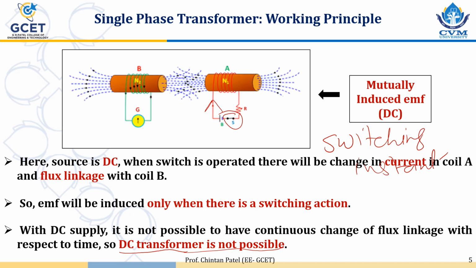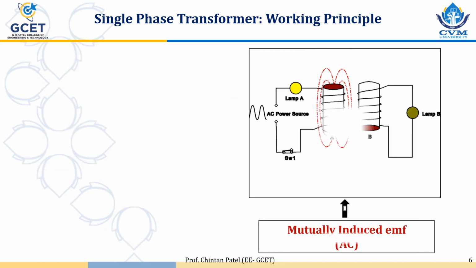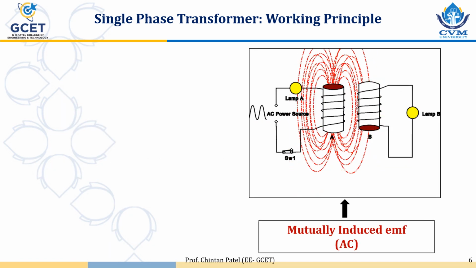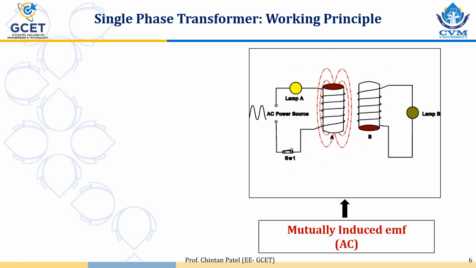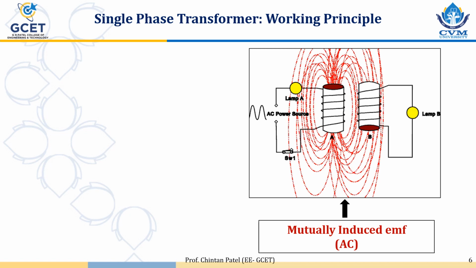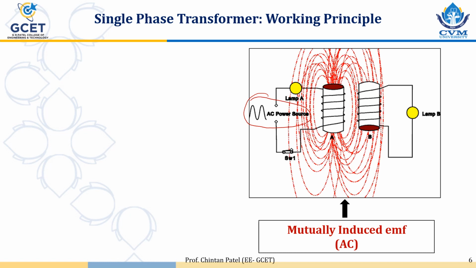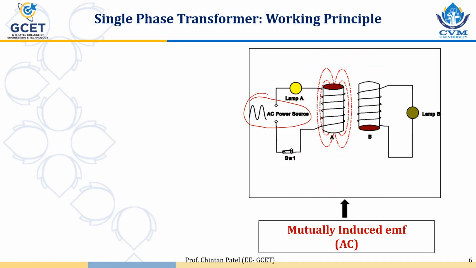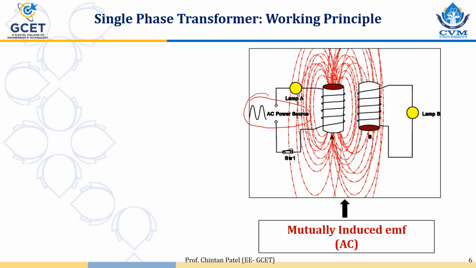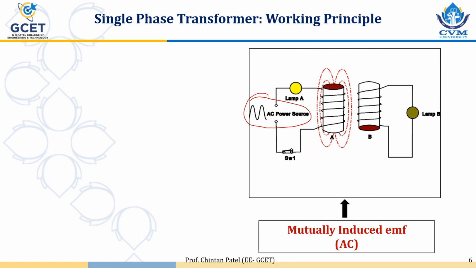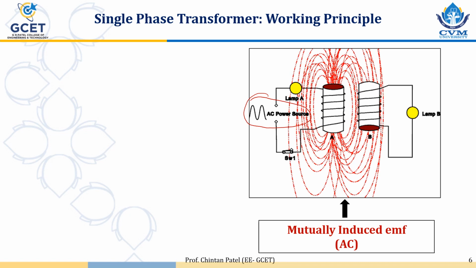So what to do to have a continuous change in magnetic flux linkage? In place of a DC source, we can connect an alternating source. So in this diagram, there are two windings, primary and secondary. The primary is connected with an AC power source, which has sinusoidal current or voltage, and coil B is connected across the lamp.